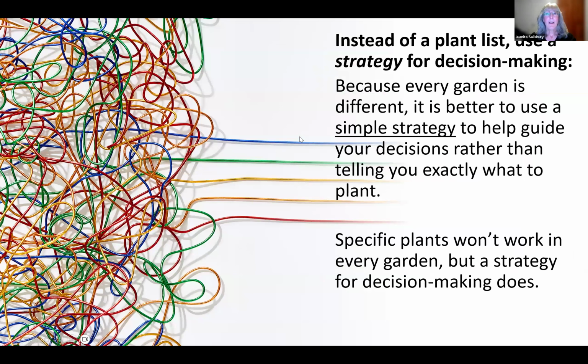And I'm not going to tell you exactly what to plant or give you a plant list, but I'm going to give you a strategy for decision making because every garden is different. And so it's better to use a simple strategy to help guide your decisions than telling you exactly what to plant, even though I will give you some specific plants that we use that work very well in Santa Clara County. So the strategy, though, can work anywhere, not just Santa Clara County, but all over California and beyond.